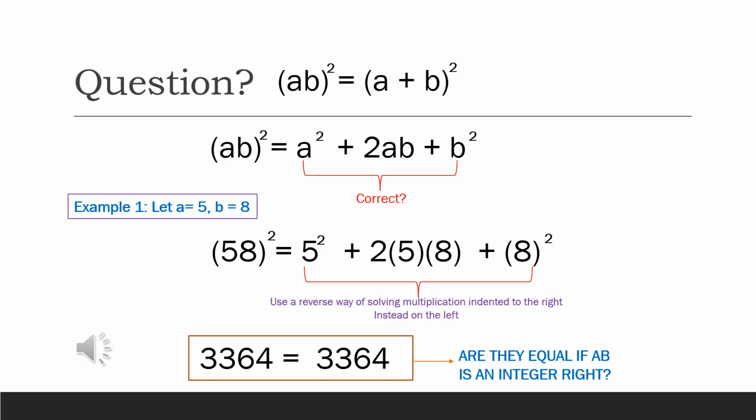(A plus B) squared. So when you expand it, (A plus B) squared is equal to A squared plus 2AB plus B squared. When you replace it with real integers and solve it indenting to the right instead of to the left, as in conventional multiplication, you will come up with the same answer.